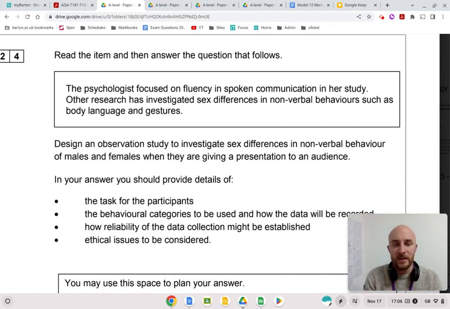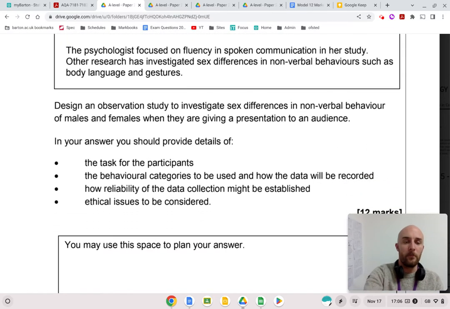Now, how you actually answer this question is you look at the 3 or 4 bullet points that they give you. Only answer anything relevant to those bullet points. This is why your teachers can't help you with a 12 marker, because each time the 12 marker, there will be different bullet points. So in this case, they're asking you to look at the task for the participants, the behavioral categories, how reliability might be established, and any ethical issues.